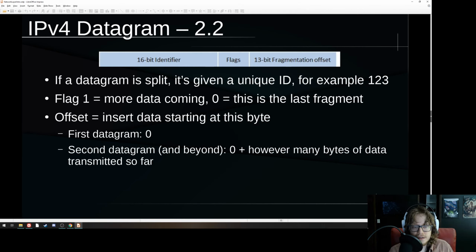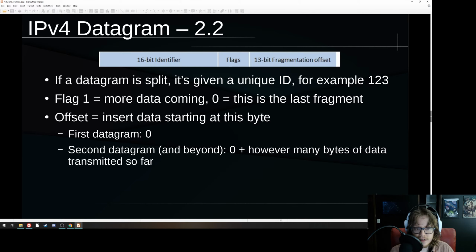So let's say a datagram is split. It's given a unique ID that goes in that identifier. So for example, let's say it's 123. Obviously it's a 16-bit binary, but let's just say it's 123. And then the flags are pretty straightforward. A 1 for there's more data on the way, this is not the last fragment. A 0 for this is the last fragment. Then you have your offset, which is insert data starting at this byte.